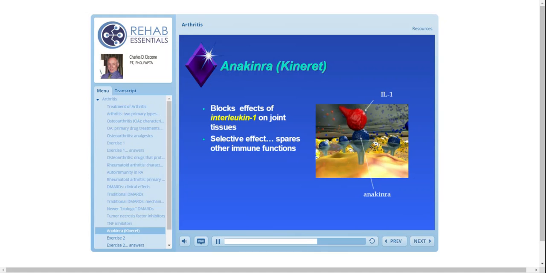So, like we saw earlier, this is a fairly selective effect. These drugs do not impair other aspects of the immune response. And it's tolerated fairly well, especially compared to some of the other DMARDs, especially some of the more traditional DMARDs. The drawback is it's only moderately effective, but still some patients may really benefit from this drug to help maintain exacerbations and promote better joint health throughout the course of the disease.